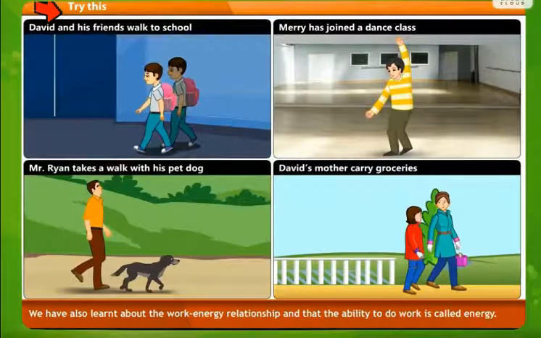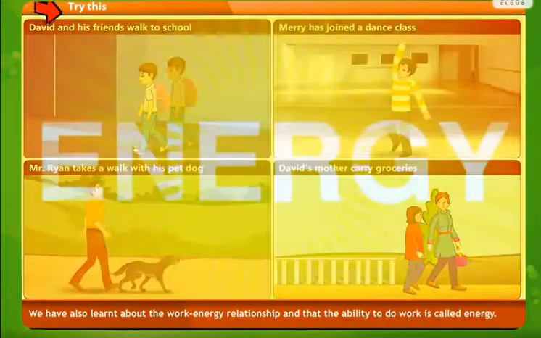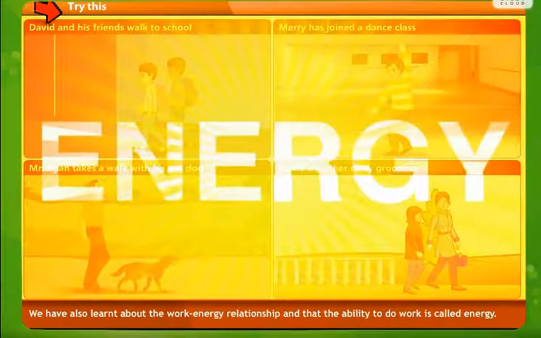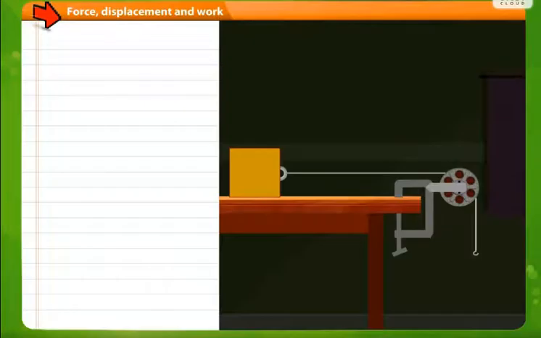We have learned about the work-energy relationship and that the ability to do work is called energy. So using force, mass and acceleration, we come to a new concept, energy. Energy is the ability to do work. We will now study the relationship between force, displacement and work.